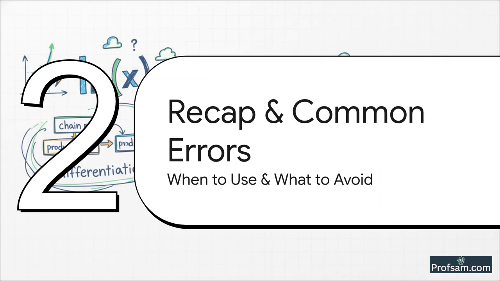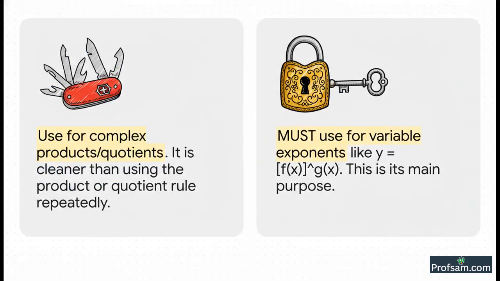You're doing great. Okay, let's quickly recap the most important points so you know exactly when and how to use this powerful tool. So please remember this. You can use the superpower for those messy product and quotient problems just to make your life easier. But you absolutely must use it when you see a function raised to the power of another function. For f(x) to the power of g(x), this is really the only way.